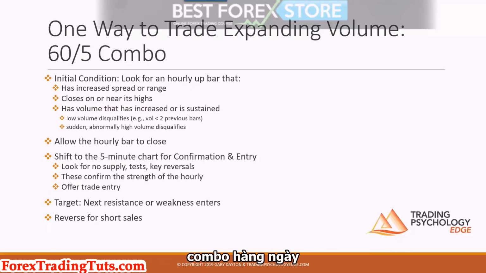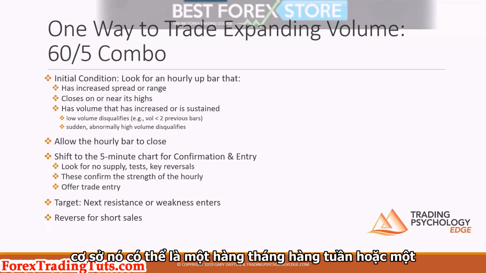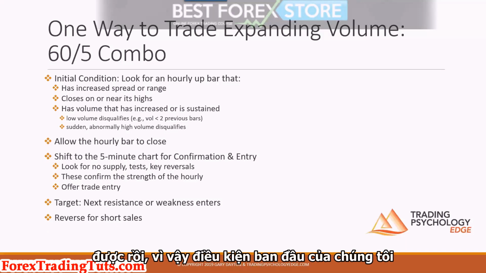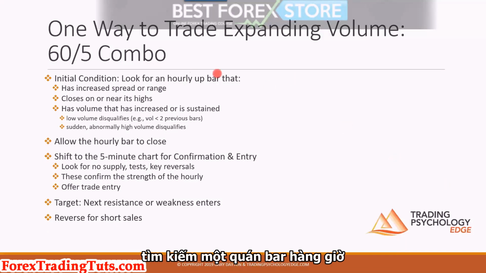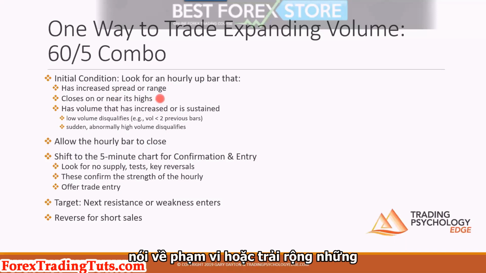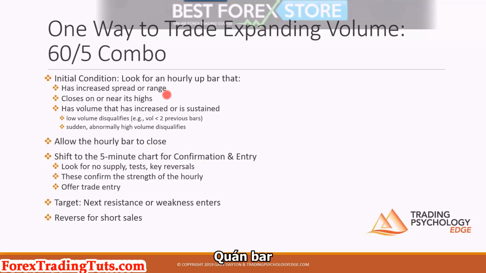weekly daily combo. Okay, if you're doing it on a position basis, it might be a monthly weekly or a quarterly weekly, something like that. All right, so the initial condition, we're looking for an hourly up bar that has increased spread or range. When we're talking about range or spread, these terms are synonymous. And what they mean is the bar's distance from high to low. The spread or the range is the distance from high to low.